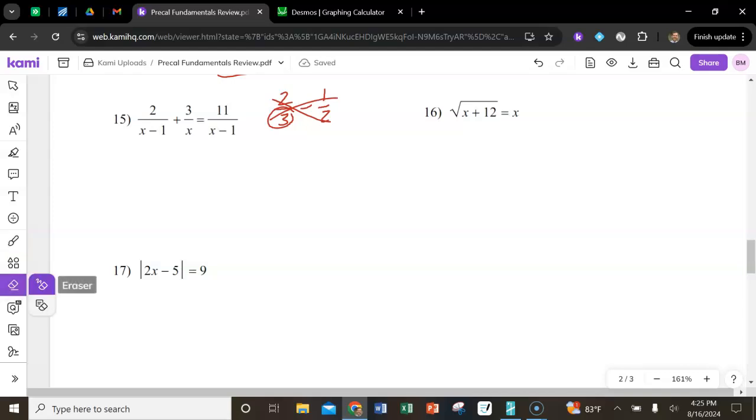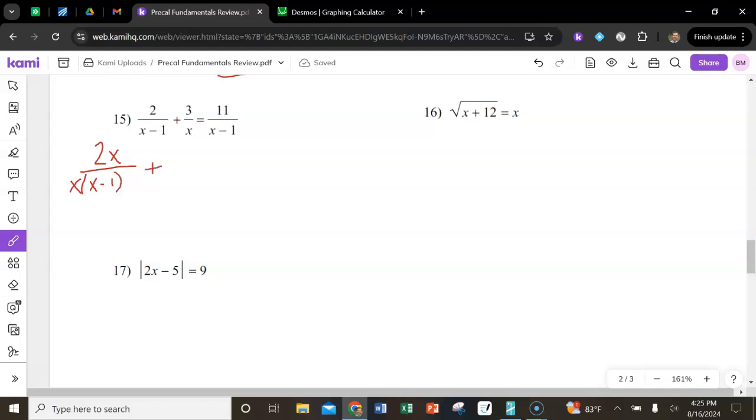So what I need to figure out is, what is my common denominator? What can I multiply each one by? So essentially, the ones that are x minus 1, I'm going to have to multiply them by x. The one that's x, I'm going to have to multiply by x minus 1. So what that would turn into is 2x over x times x minus 1 plus 3 times x minus 1 over x times x minus 1 equals 11x over x times x minus 1.